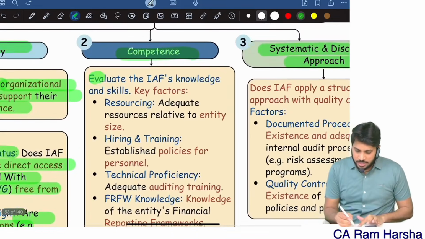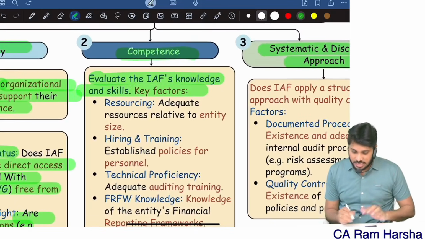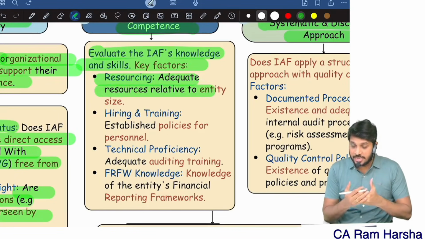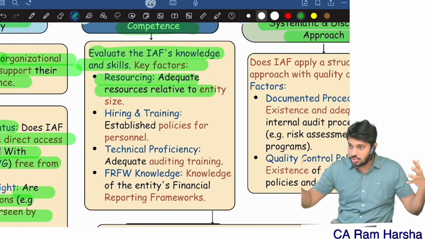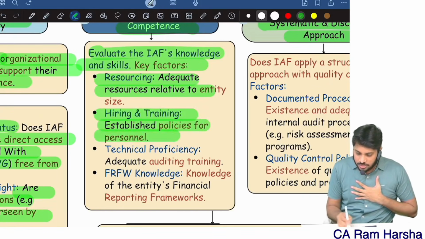Competence: evaluate the IAF's competence and skills, like what kind of resources, the internal audit size, resources. Are they fully resourced, and how are they being hired?